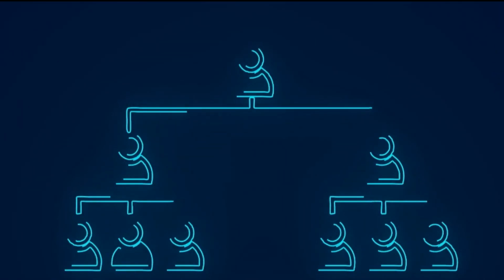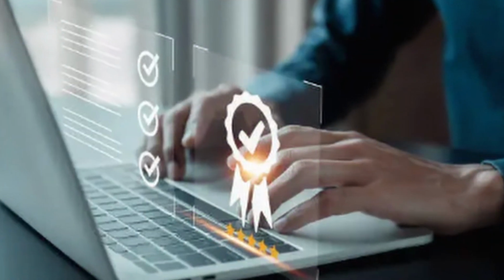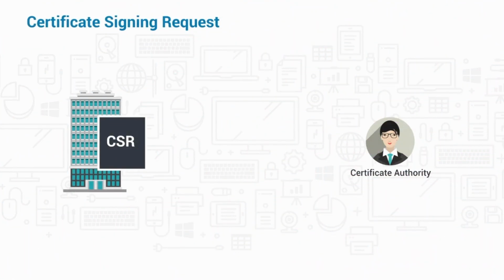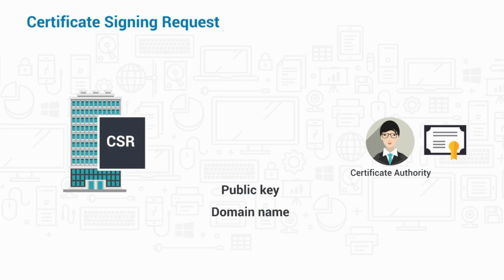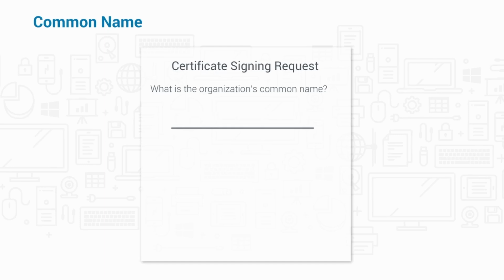Now that we understand the certificate authorities hierarchy, let's look at how an organization can obtain their very own certificate. To obtain a certificate, an organization needs to first send in a certificate signing request, or CSR, to a certificate authority. The CSR should contain the organization's public key, domain name, and digital signature. Then the CA verifies this information and issues the certificate. When filling out the CSR, the organization provides their common name, or CN, which is more commonly referred to as the fully qualified domain name.